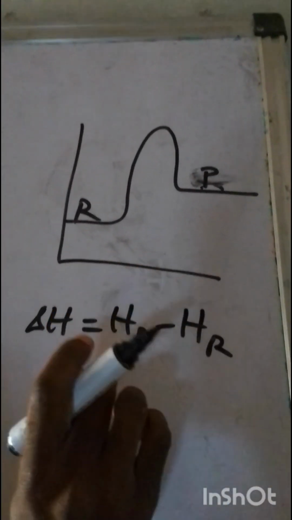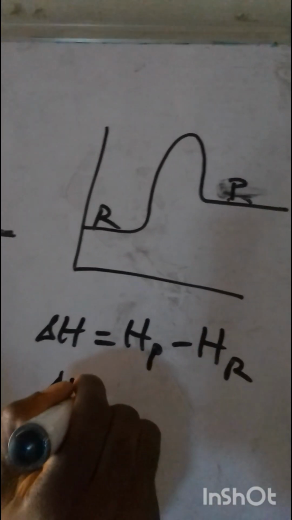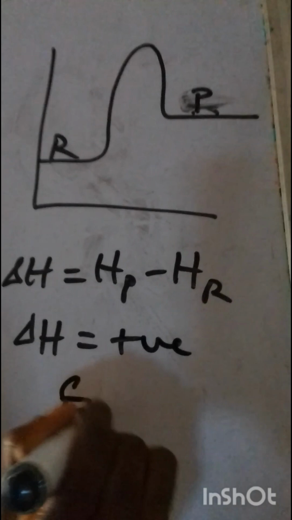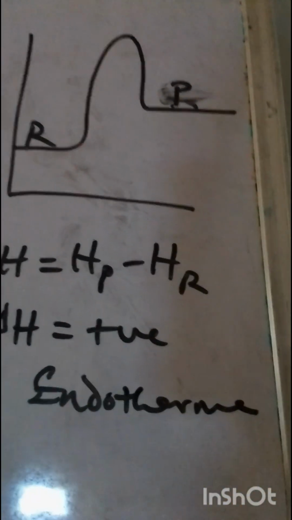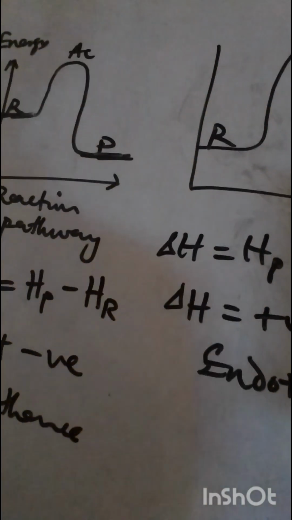But here, this one is different, where the enthalpy of the product is greater and that of the reactant is smaller. Therefore, enthalpy change will be HP minus HR. That is, if the enthalpy of the product is now greater, it means that change in enthalpy will be positive, and that is endothermic. And this is exothermic. So what we are going to draw will look like this for this reaction.